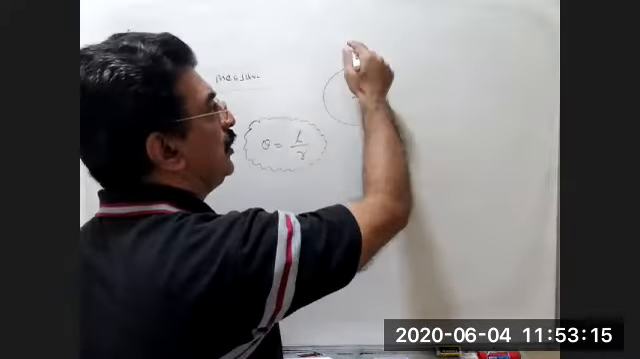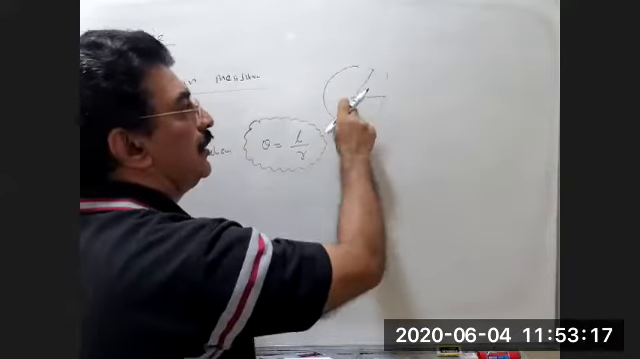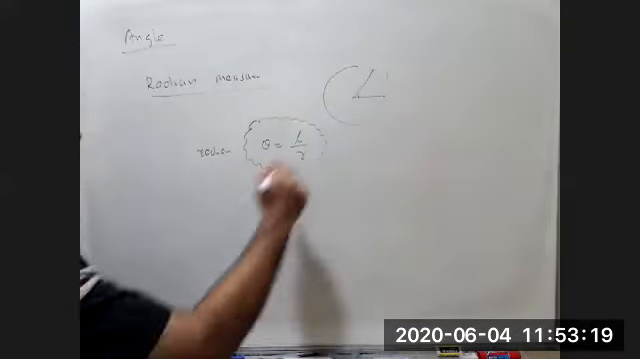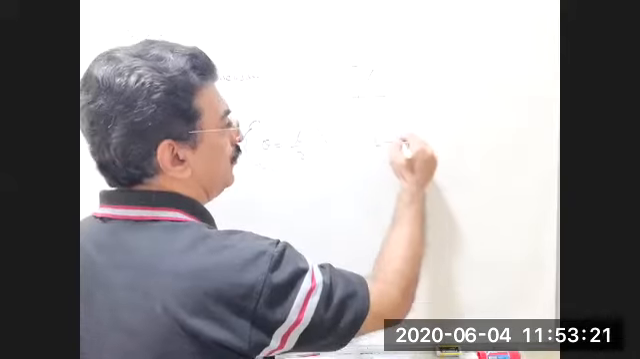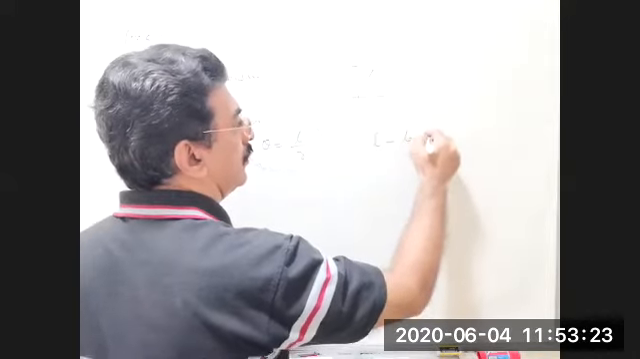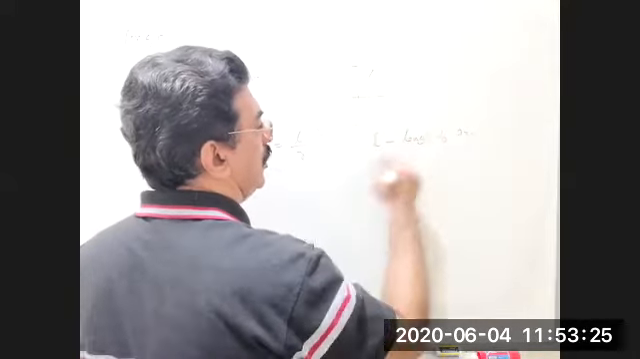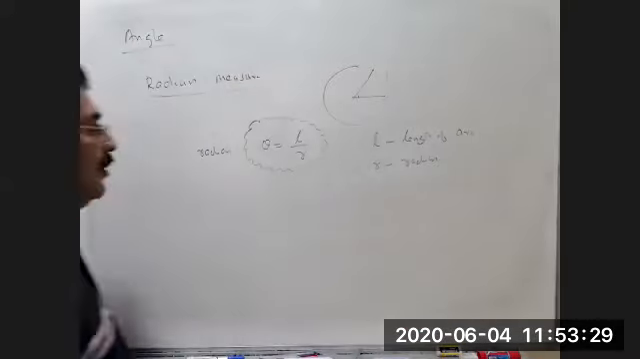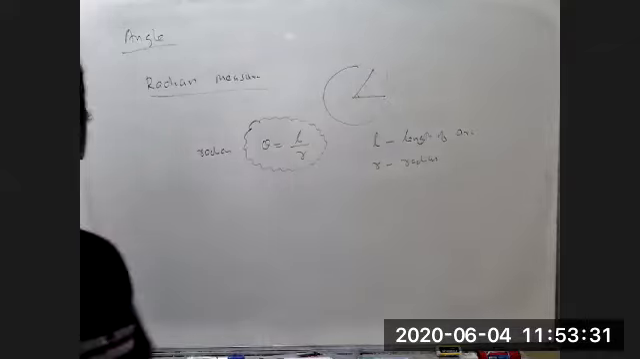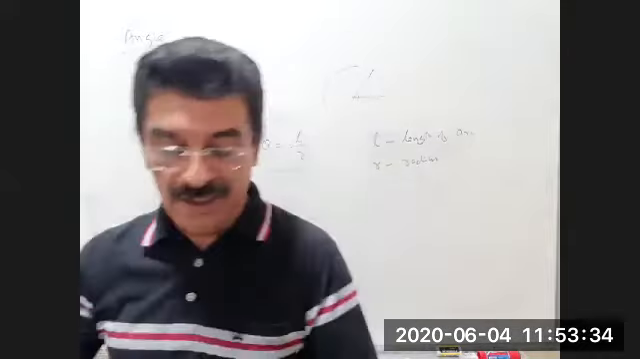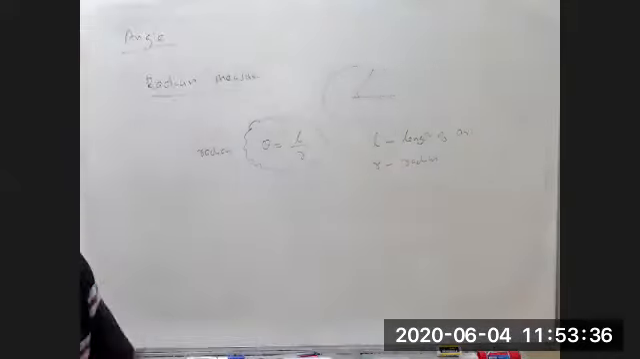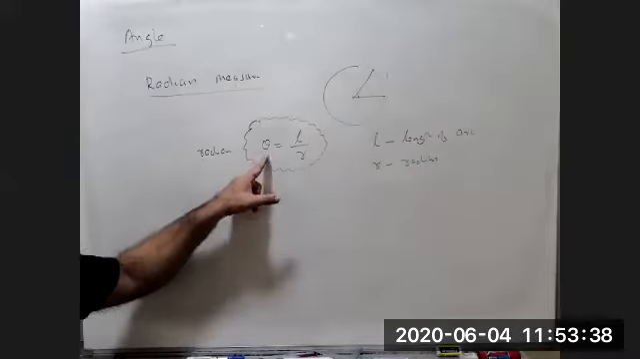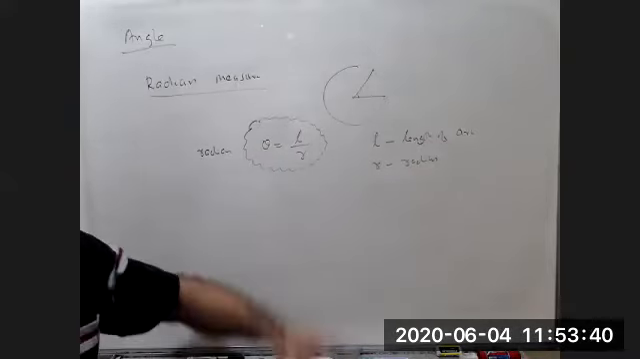If the length of the arc is 2 units, then it is 2 radians, where L stands for the length of the arc and R stands for the radius. So this theta is in radian measure, not in degree measure.